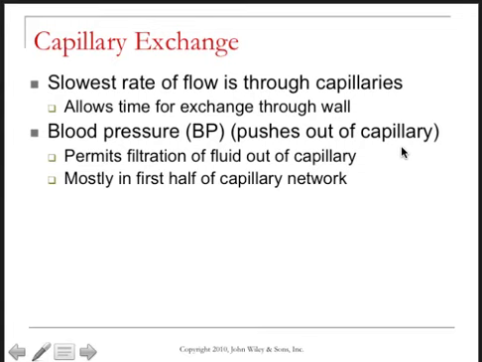And what we're interested in when we think about where fluids and solutes go is the net pressure. What is the combined effect of these two forces? Okay, and in the first half of the capillary bed, the combined effect, when you take into account hydrostatic pressure and osmotic pressure, both of which work in both directions, the net effect is for filtration to occur out of the capillary bed in the first half of the capillary network.